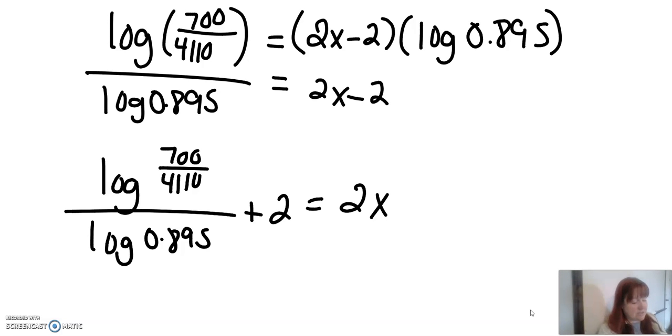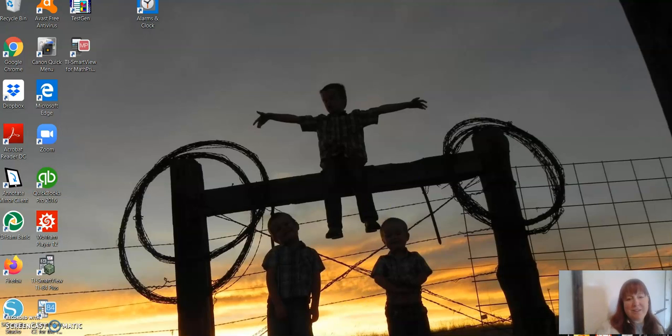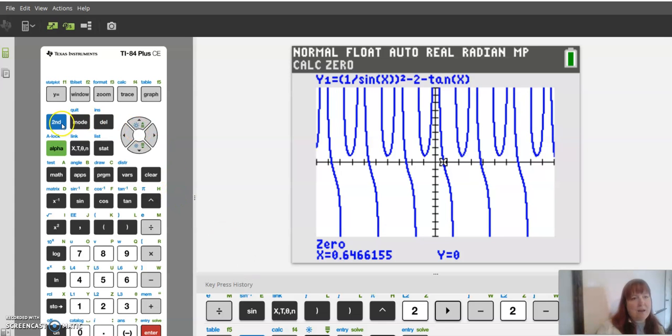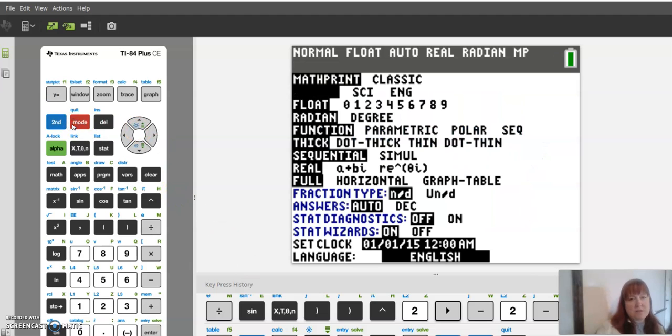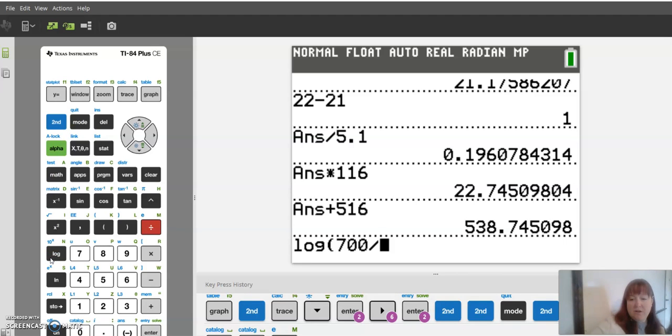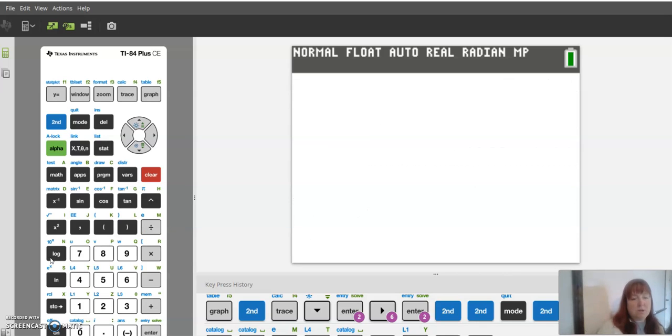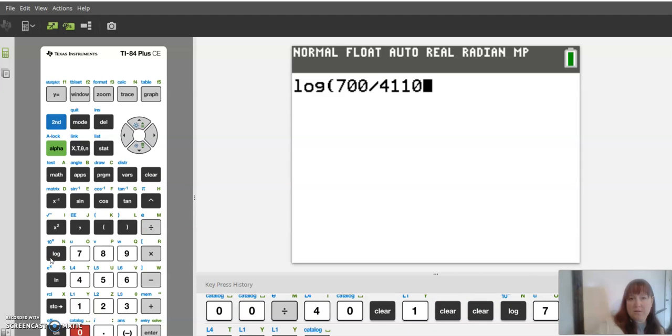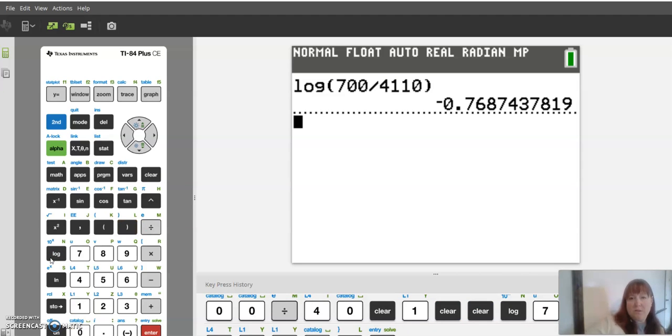So we're going to plug this into our calculators. Oh, and I have a calculator on my screen. I always forget that. Okay, let's bring this up here. So we're going to do log of 700 over 4110. Okay, still learning how to do this. Log divided by 4110.